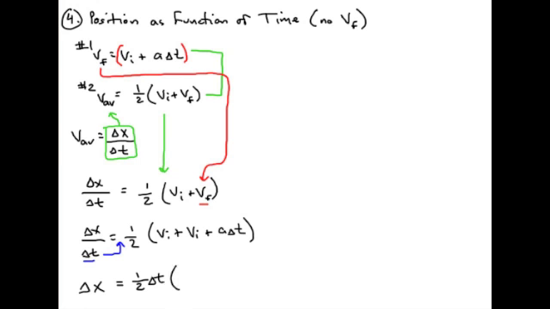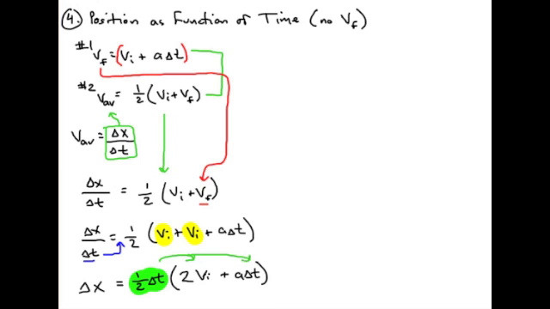So to simplify this a little bit further, we have delta x equals 1/2 delta t times everything in the parentheses. We can combine these two VI's right here into 2 VI plus A times delta t. But even further, we can take this 1/2 delta t on the outside and distribute it to all items inside the brackets right here.